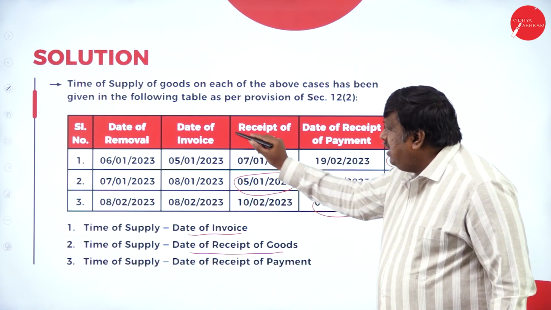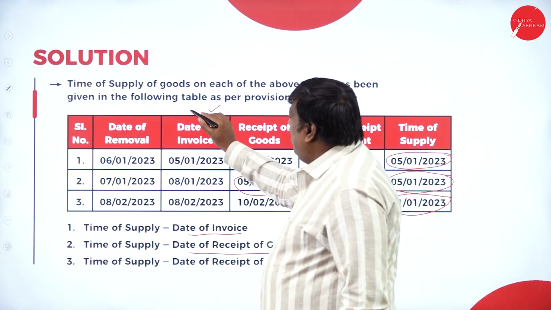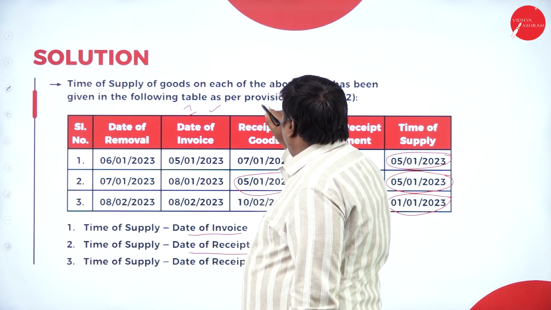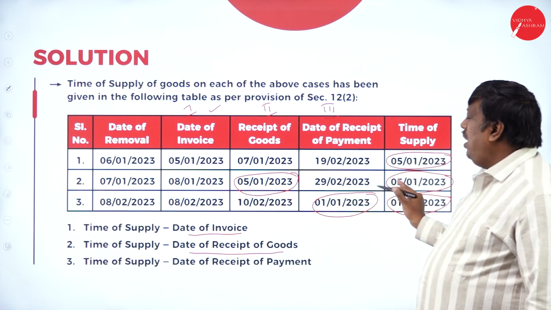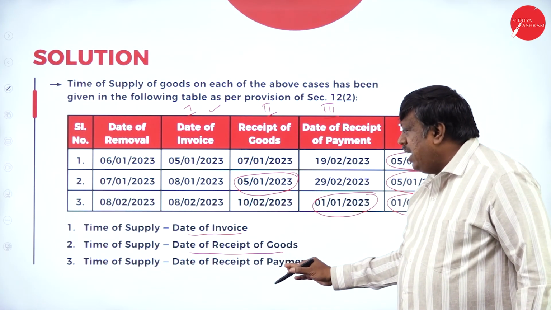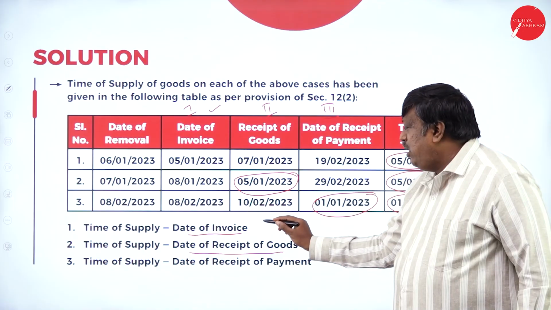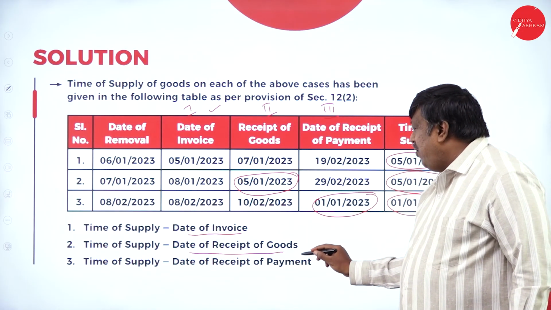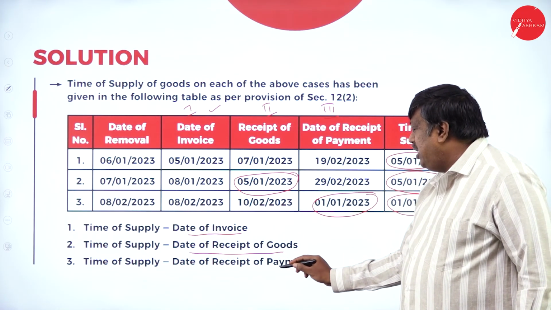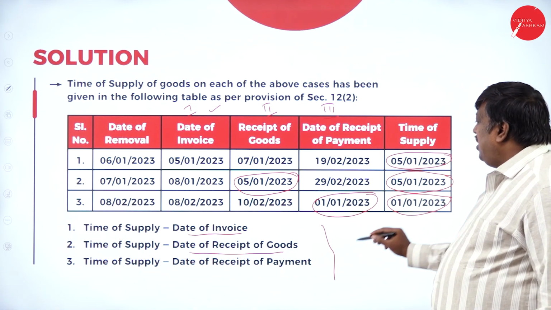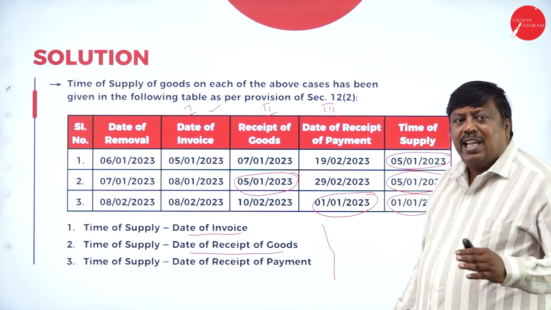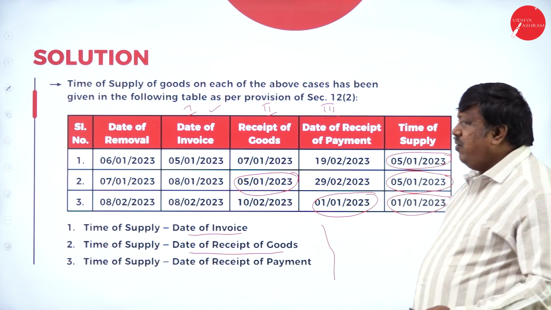In the first case, invoice; this is for the first case, and this for the second case, and this is for the third case. If I write the date properly and make the conclusion, the time of supply is date of invoice, the time of supply is date of receipt of goods, the time of supply is date of receipt of payment. If I write this, that's enough with the time of supply. If I record this, it is enough to get the full allotted 5 marks.